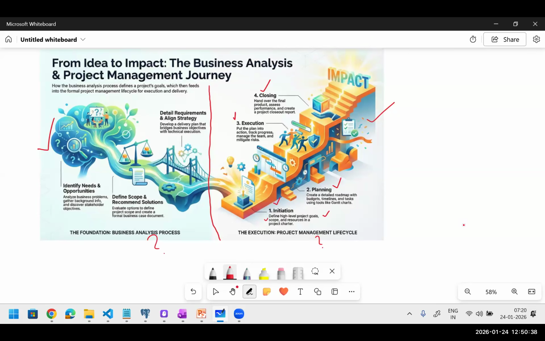Scope is nothing but the boundary, what is supposed to be delivered in a project. And how that scope is going to be delivered, this is the window, these are the milestones, what we need to deliver in the first, second and third iterations. That's called a plan. And the third is execution, executing that plan into progress with the help of a team.